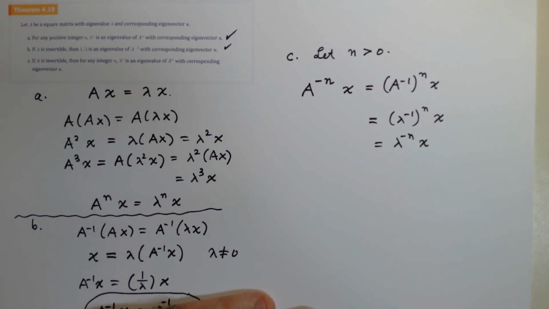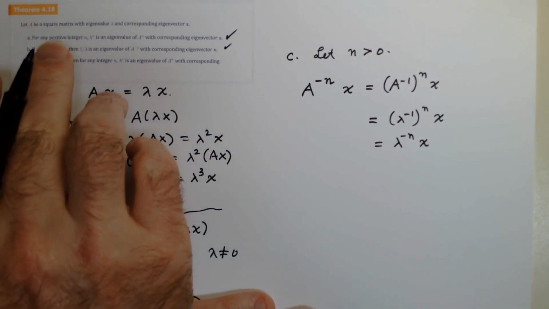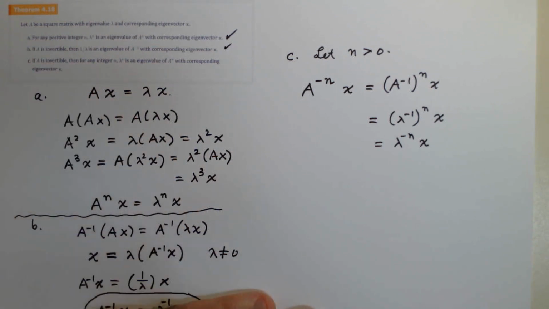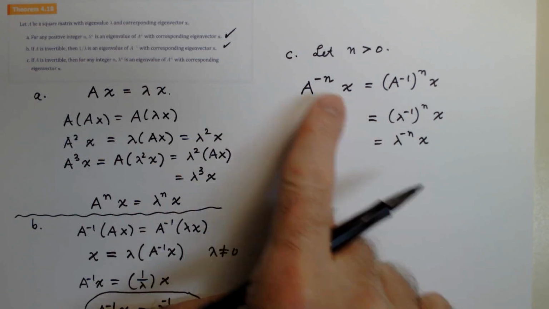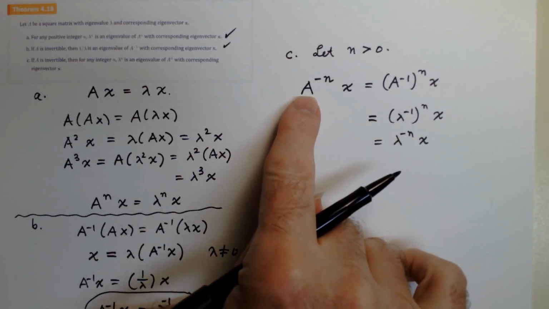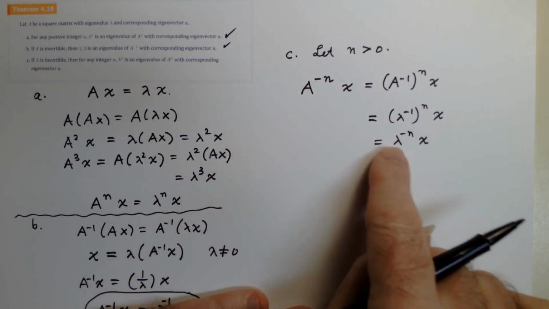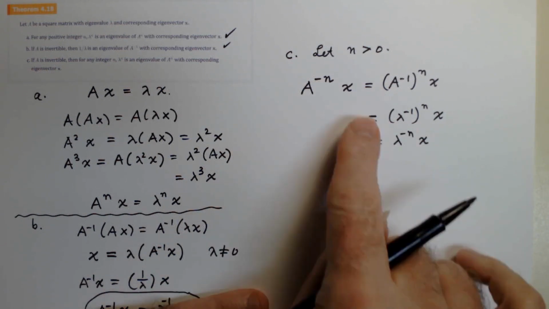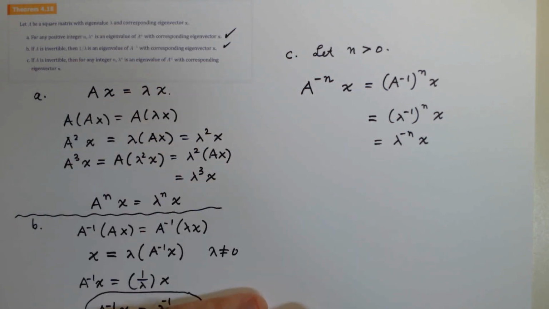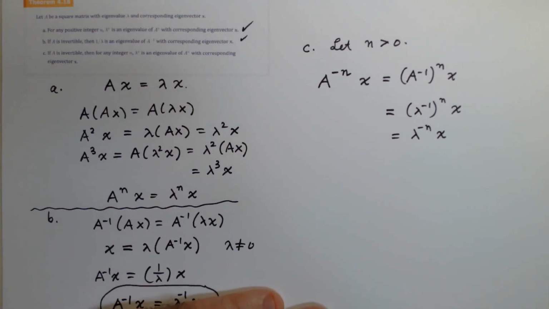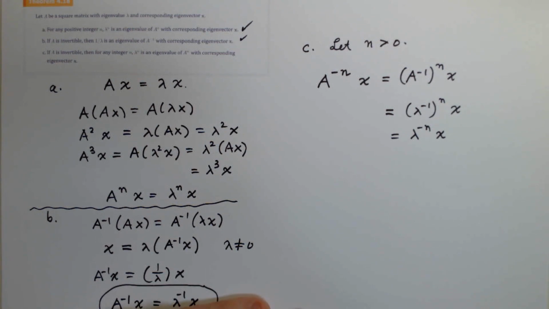Okay? So once again, I'm using part A of this theorem, but applying it to the matrix A inverse. All right. So we get this relationship. And that shows us that the matrix A to the minus n has an eigenvalue of lambda to the minus n with eigenvector x, the same eigenvector that we've been working with all along. All right, and that almost proves part C.